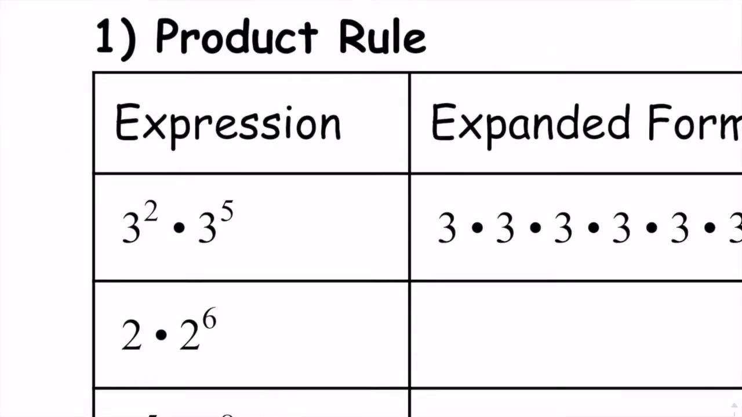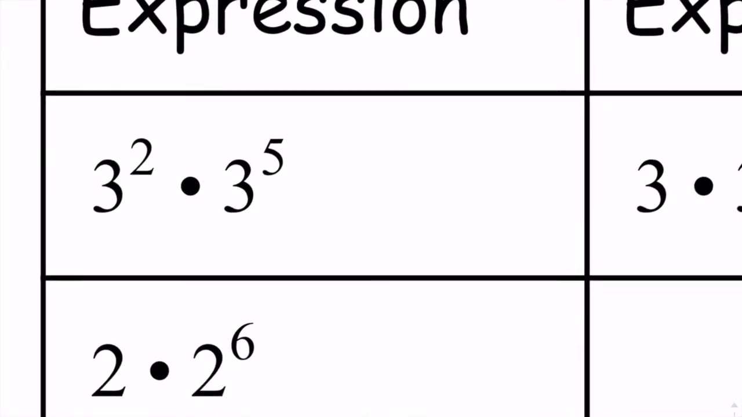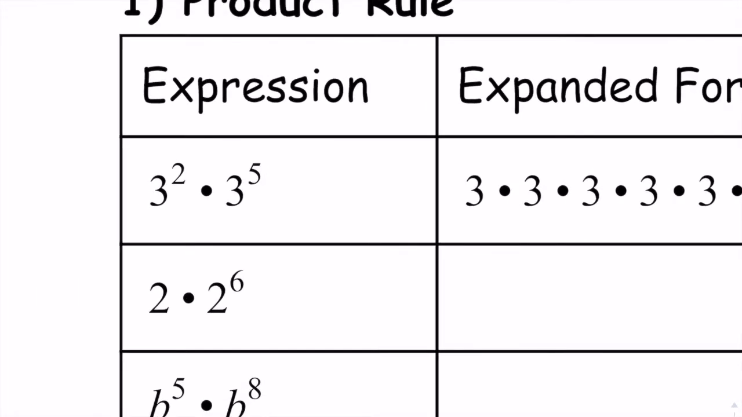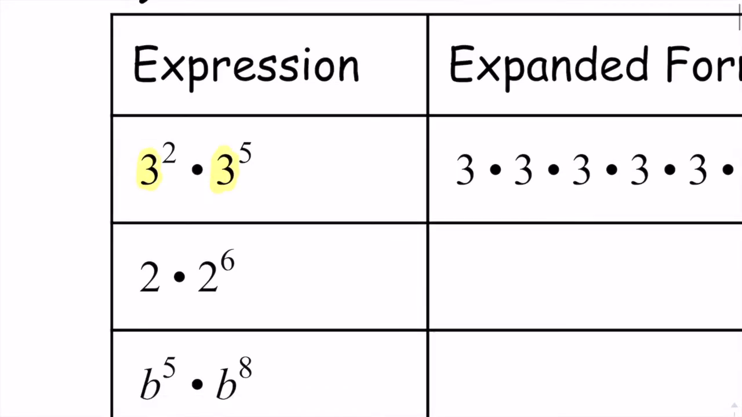So what is a product rule? Product rule is when you see something that looks like this. I have 3 squared times 3 to the 5th. So a couple of things that I have to notice. You see my bases are exactly the same. This is what we call base. Bases must be the same, or else you will not be able to multiply them or simplify them at all. Okay, so that's what it must be.